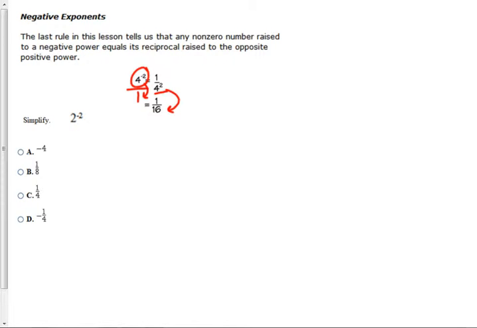So to simplify 2 to the negative second, make it a fraction. 2 is our base number. Negative 2 is that negative exponent. We now have 1 over 2 to the second. 1 over 2 to the second would give us option C, 1/4.